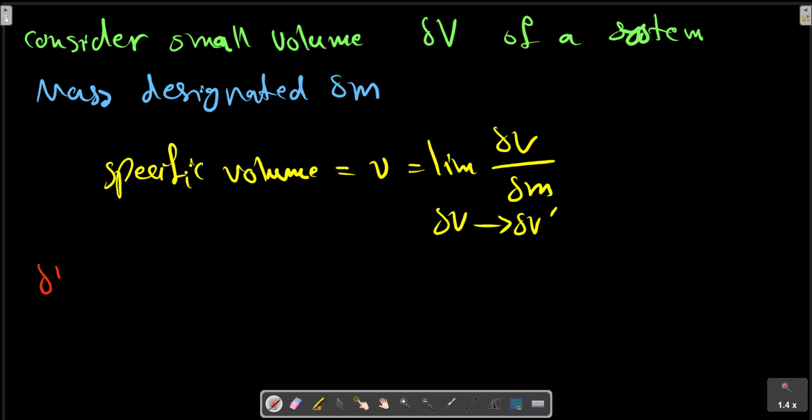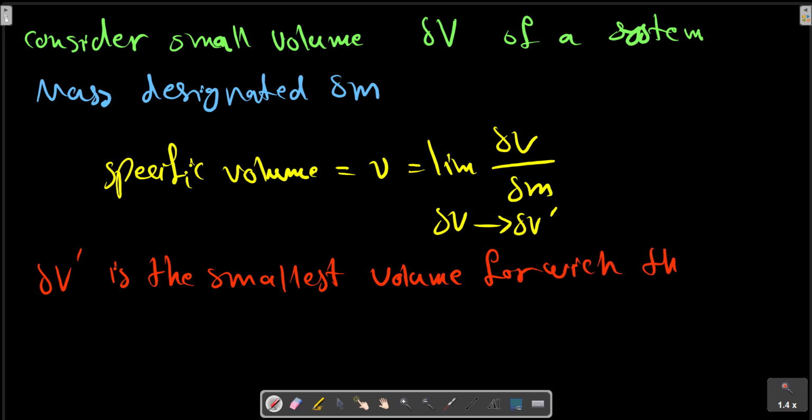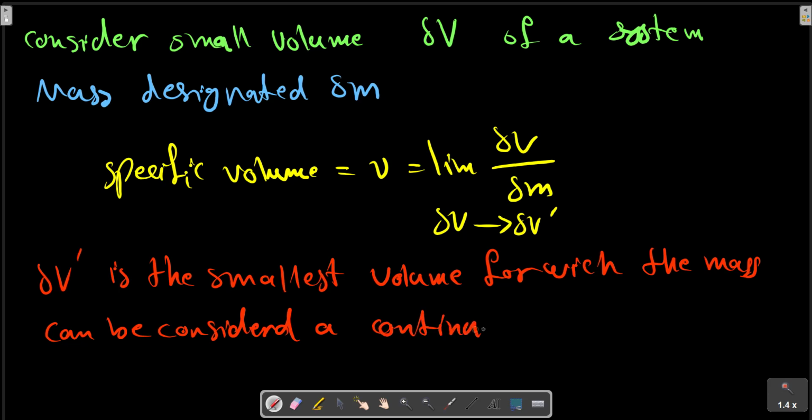Delta V prime is the smallest volume for which the mass can be considered a continuum. A volume smaller than this will lead to the recognition that mass is not evenly distributed in space, but is concentrated in particles such as molecules, atoms, electrons, and others.